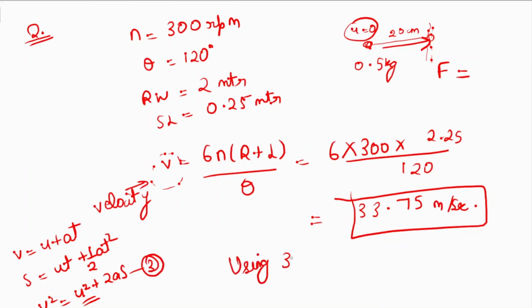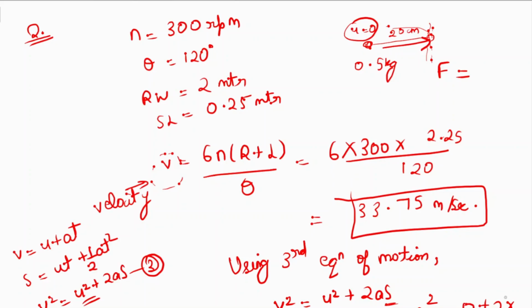Using the third equation of motion, we can say that v square is equal to u square plus 2as. S is the distance that it travels. Since we have to take it in meter, we will take it in meter. V is the final velocity, 33.75 whole square. U is 0, plus 2 times acceleration, which we do not know, and S is 20 upon 100 meter. In this way we can calculate the acceleration. Acceleration would be 2.847 meter per second square, or something like that.